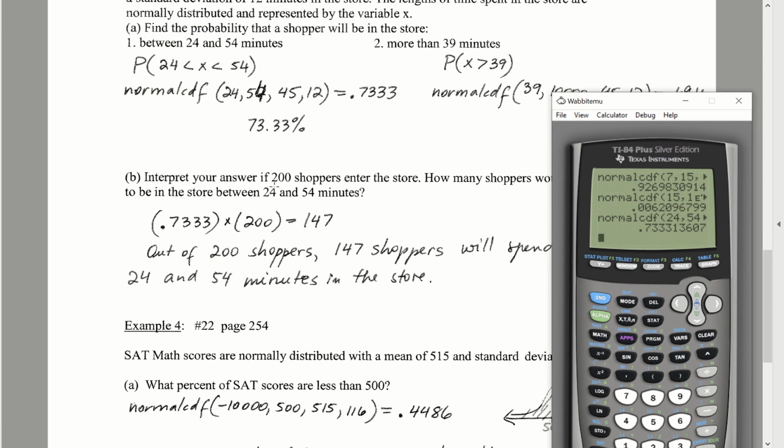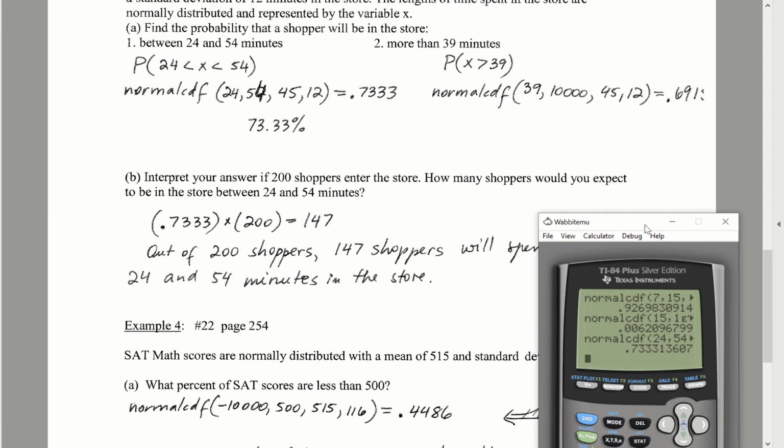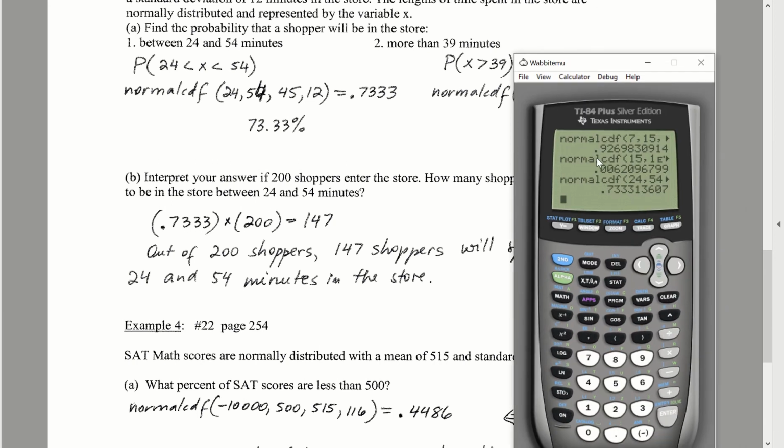If we had, let's say, 200 shoppers, and they wanted to ask how many of them would spend between 24 and 54 minutes in the store, then that's kind of like a percent of style problem from basic math. We already know that it's going to be about 73.33%, or a probability or proportion of 0.7333. So it'd be 0.7333 of those 200 shoppers. You would just need to multiply.